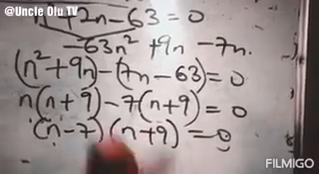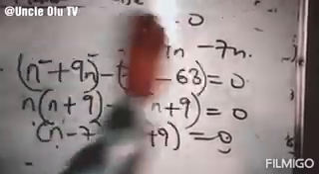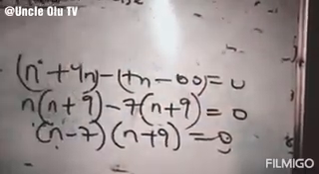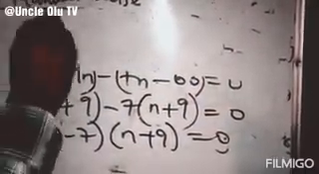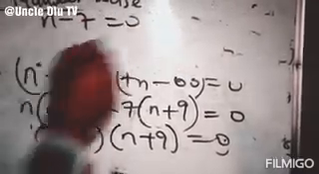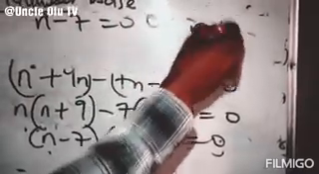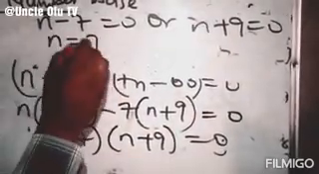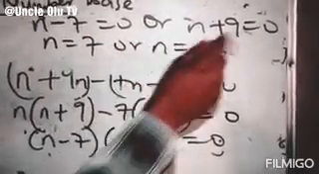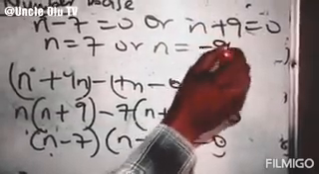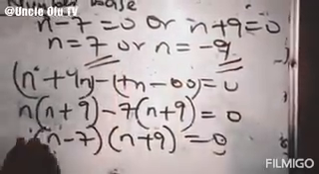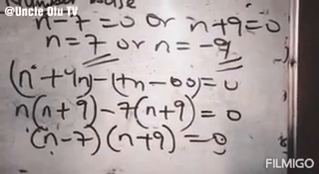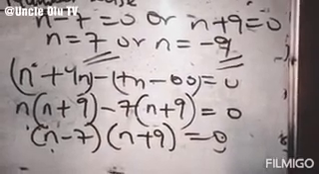So that means, what do you do? Pick one. n minus 7 equals 0, or n plus 9 equals 0. That will be n equals 7 or n equals minus 9. When you bring this one outside, it becomes minus 9. So our answer is n equals 7 and n equals minus 9. So that is the unknown letters.